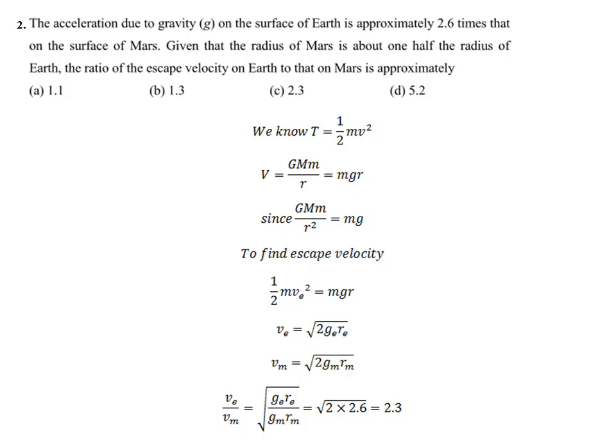So escape velocity for Earth VE is equal to root of 2 gE RE, and escape velocity for Mars VM is equal to root of 2 gM RM. So VE by VM, that ratio becomes root of gE RE by gM RM. So answer is root of 5.2, which is approximately 2.3.